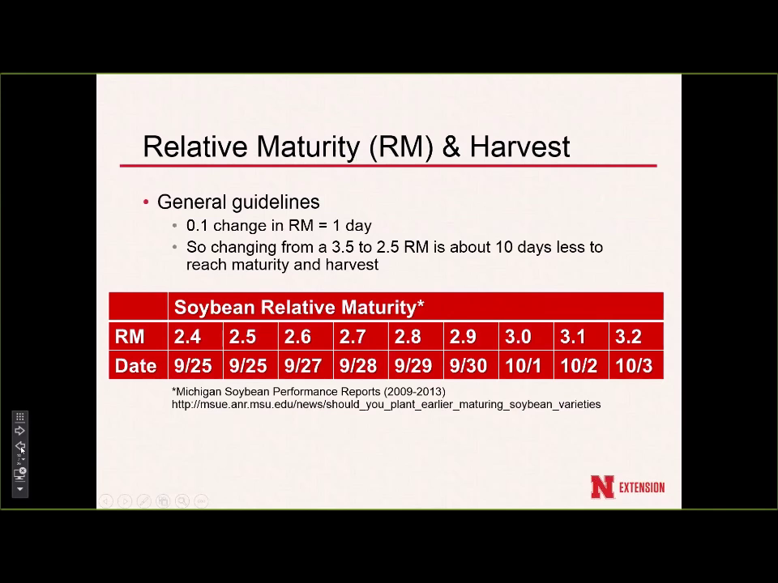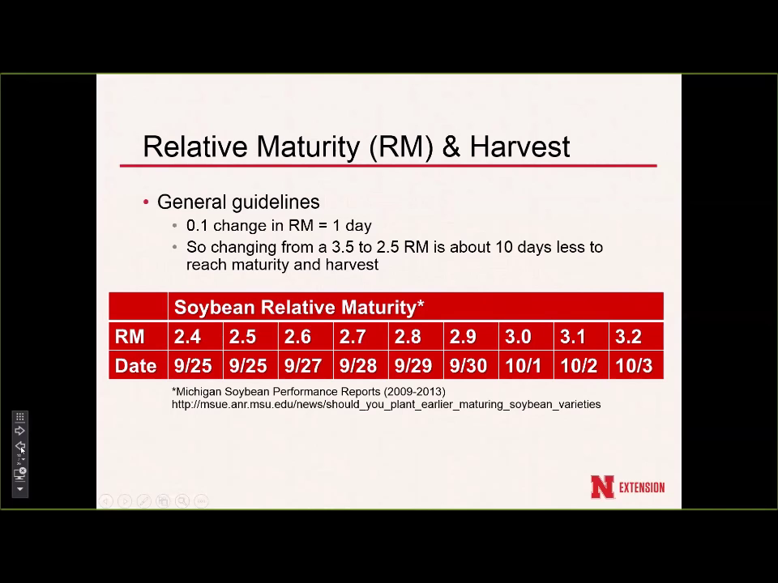So this is data from Michigan. It happens to be the exact same maturity range that we're dealing with mostly in northeast Nebraska. And I've seen this from Syngenta, a couple other organizations as well. As we go here from a 2.4 to a 3.2, essentially a day later in terms of maturity and harvest. So for every one, so if you went from a 3.0 to a 2.9, that's essentially a day sooner in terms of harvestability and maturity.